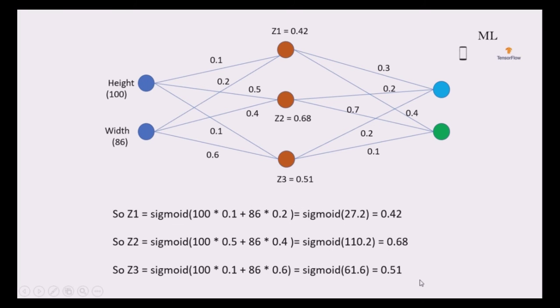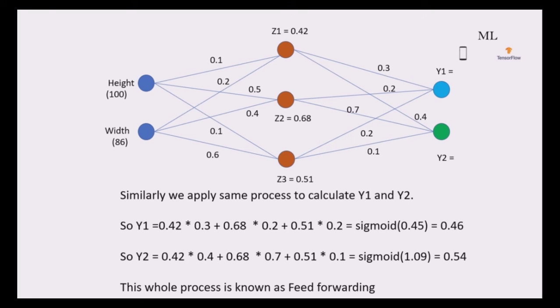Now we need to find the value of neuron Z3, which is calculated using the same formula. So multiply 100 with 0.1, then add 86 multiplied by 0.6, then take sigmoid, and the resultant value is 0.51. Now we have calculated the values of the neurons in the hidden layer. Now our task is to find the resultant value, or the value of the neurons in the output layer.